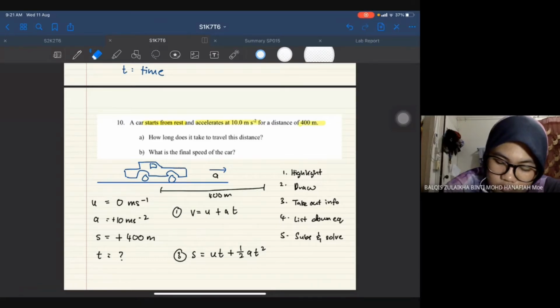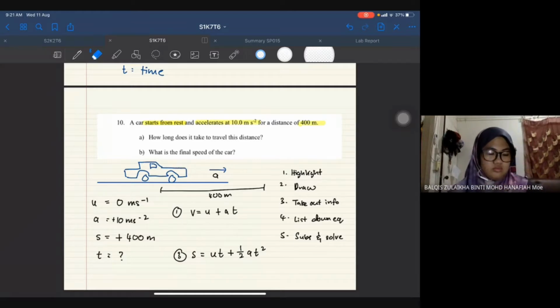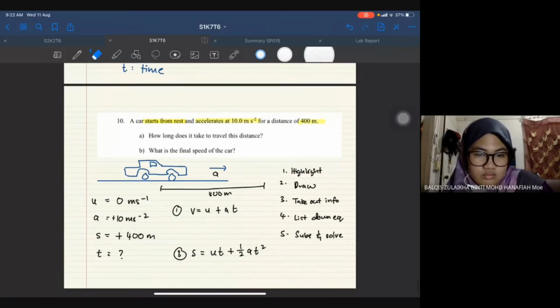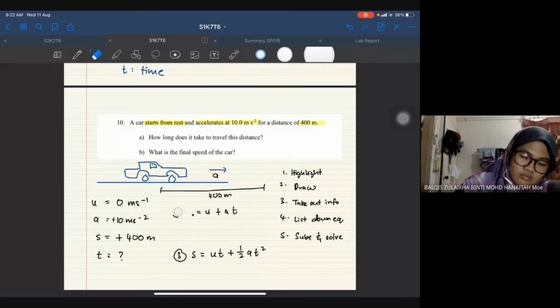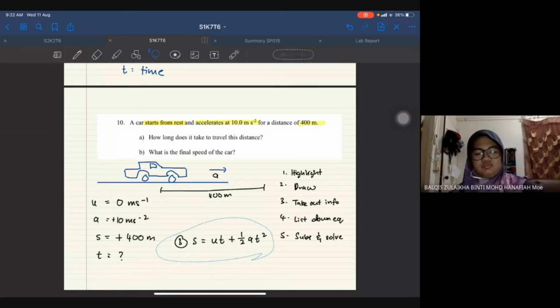So you have U, A and S. Kamu nak pakai equation mana? Equation S. Mana ada equation S? Equation T. Number 3. Okay, sorry. Equation S tu sebab dia ada S lah. Yang 1 tu tak ada S. So if you want to use yang 1 ni, you don't have the values for it. If you want to use 1, you will end up with V dengan T as your unknown. So ada dua unknowns, kamu tak cukup information lah. Okay, so I'm going to cancel out this one first. So we're going to use the third equation.